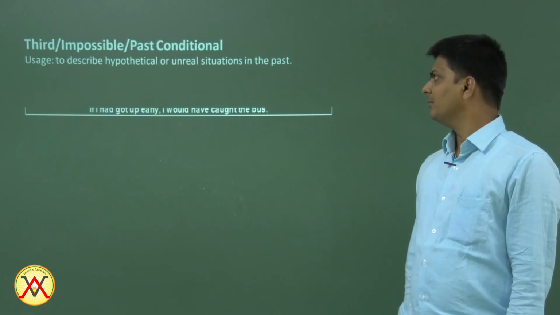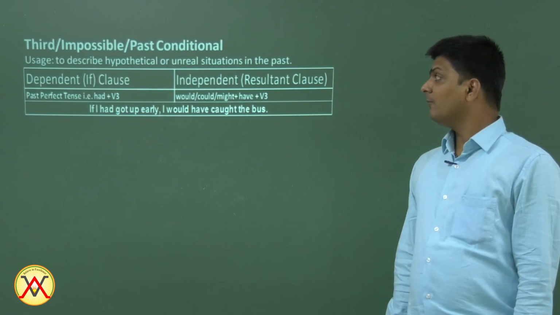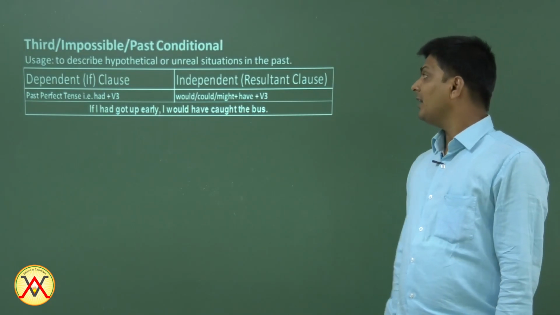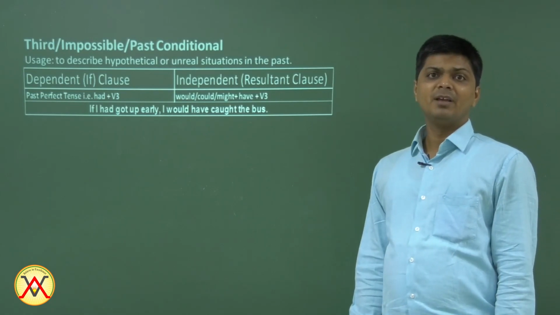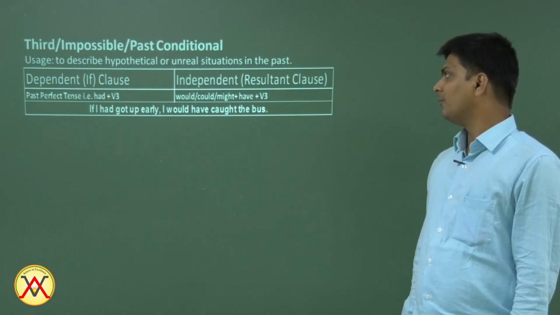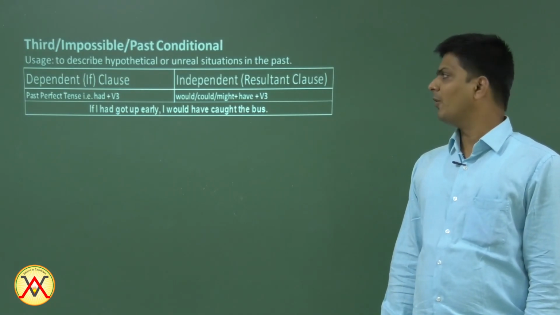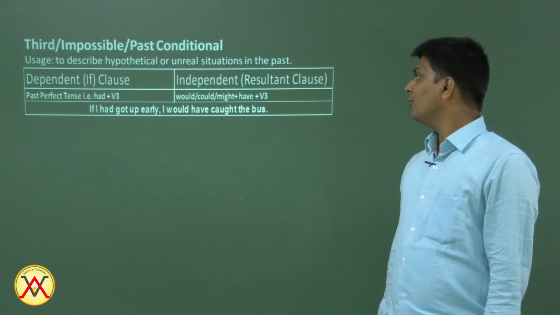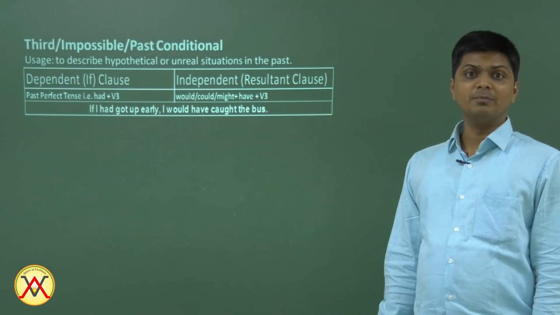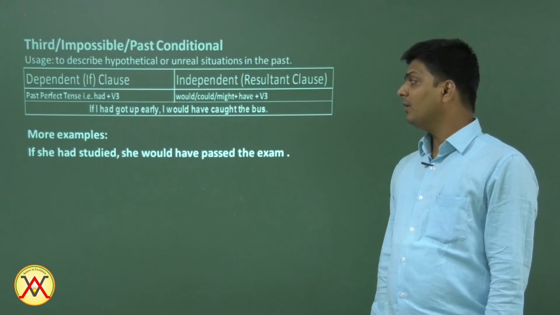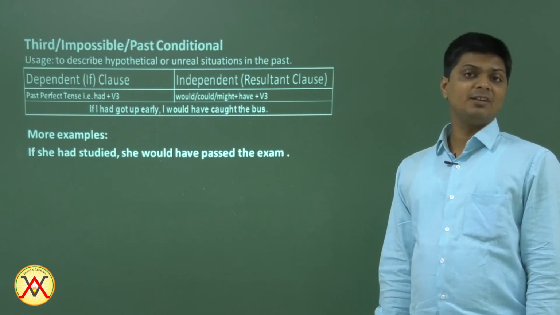It's irreversible. Well, in if clause, here we use had plus third form, which is past perfect tense, and in independent clause we use would, could, might plus have plus third form. We use either would or could or might plus have plus third form. If I had got up early, I would have caught the bus. If you had come yesterday, I would have helped you. More examples. If she had studied, she would have passed the exam. But the fact is, she did not study.